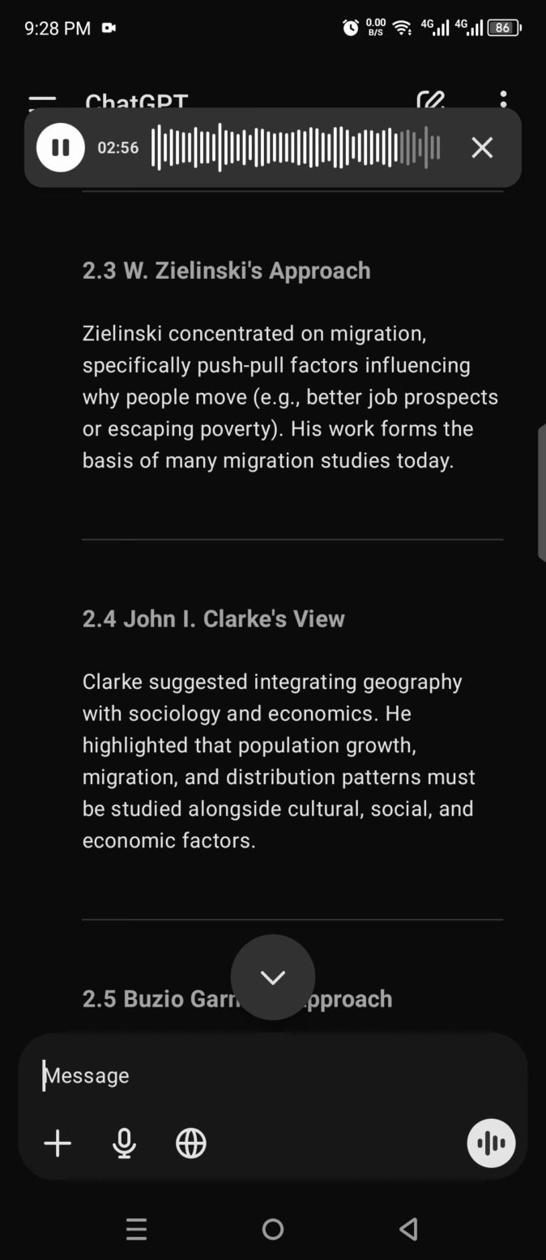2.4 John I. Clarke's view. Clarke suggested integrating geography with sociology and economics. He highlighted that population growth, migration, and distribution patterns must be studied alongside cultural, social, and economic factors.